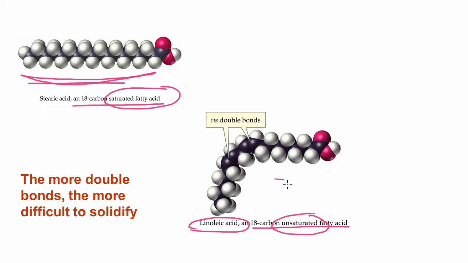Remember, the stronger the dispersion forces, the tighter those molecules are held together, and the higher the melting points. With the double bonds in the carbon chain, because these molecules cannot pack as tightly together, there are weaker dispersion forces, meaning the melting points would be much lower.